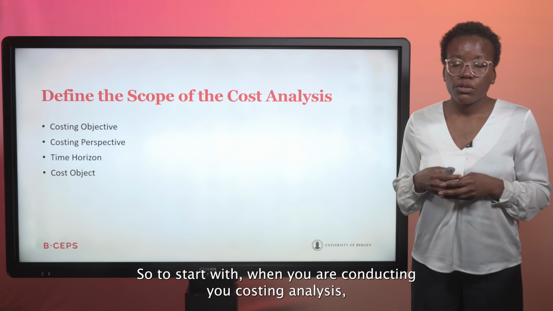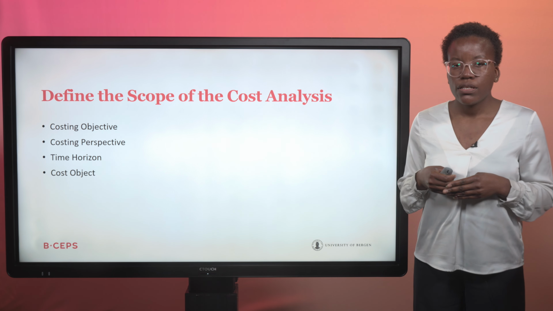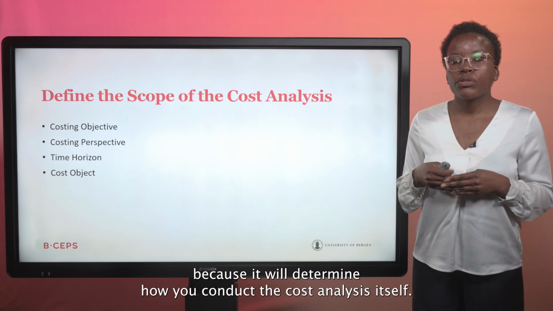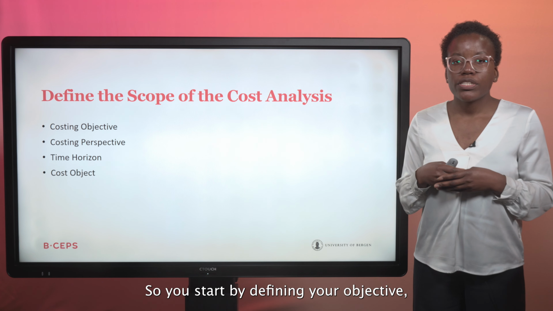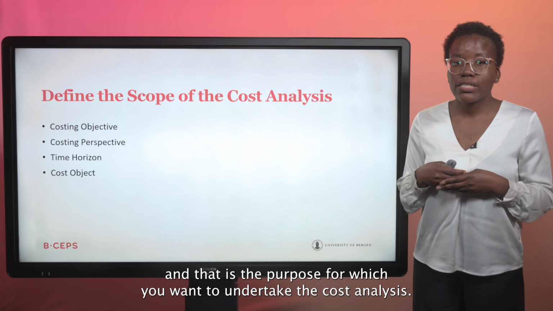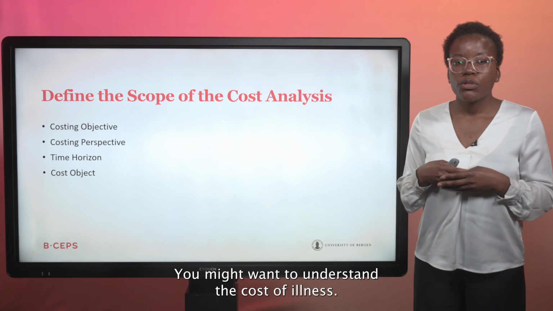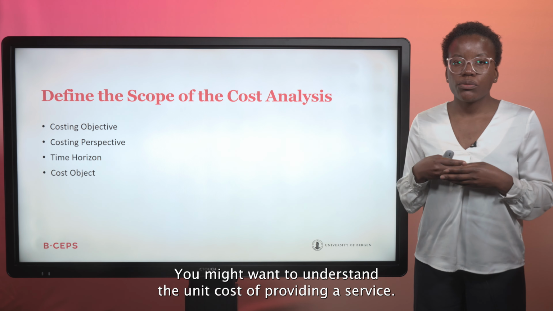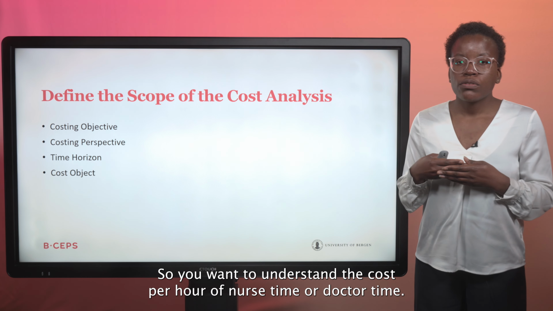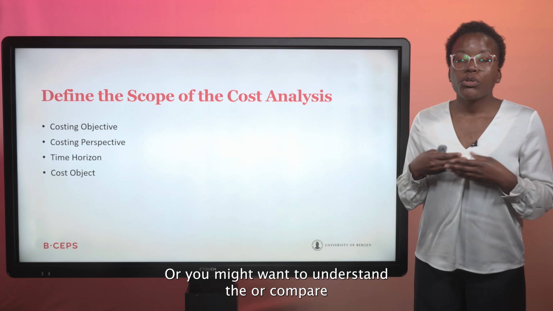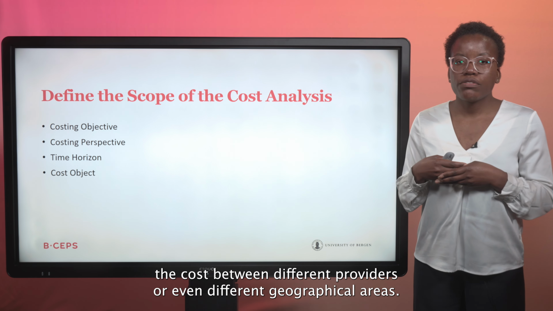So to start with, when you're conducting your costing analysis, you have to start by defining the scope of the cost analysis. It is very important that you define the scope because it will determine how you conduct the cost analysis itself. So you start by defining your objective, and that is the purpose for which you want to undertake the cost analysis. And there could be different objectives that could be applicable. You might want to understand the cost of illness. You might want to understand the unit cost of providing a service. Say you want to understand the cost per hour of nurse time or doctor time. Or you might want to understand or compare the cost between different providers or even different geographical areas.